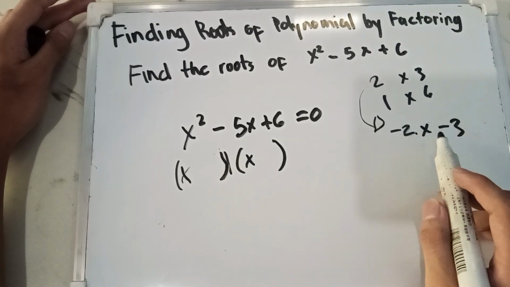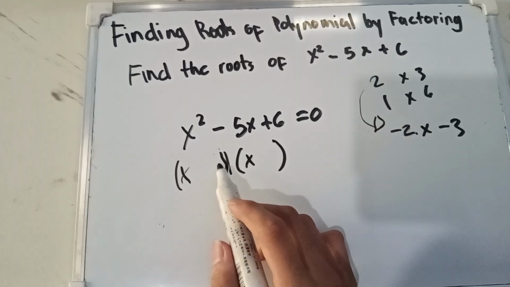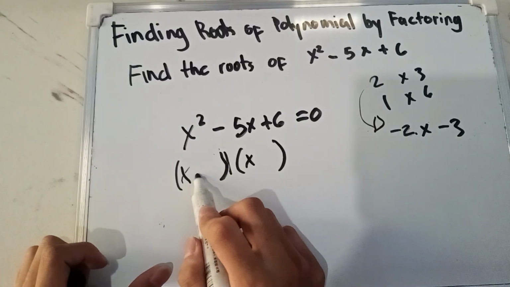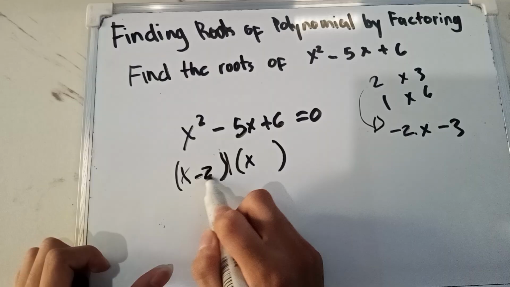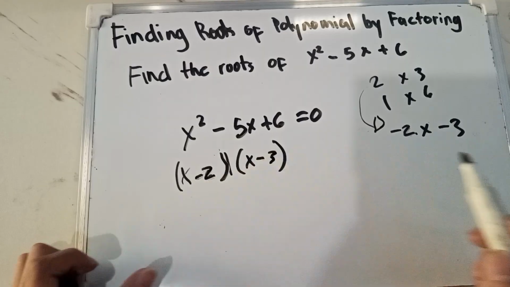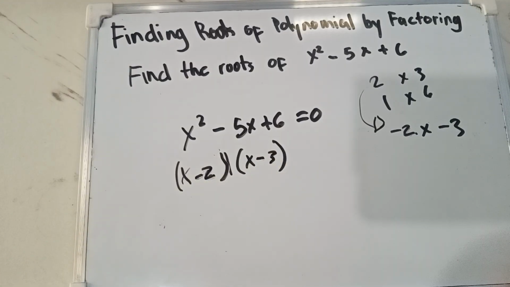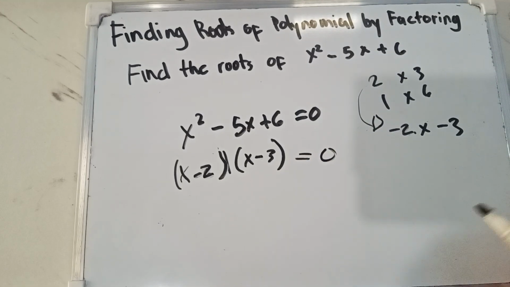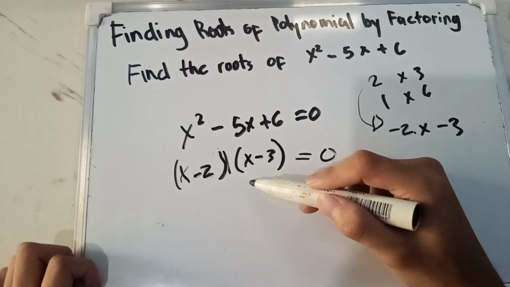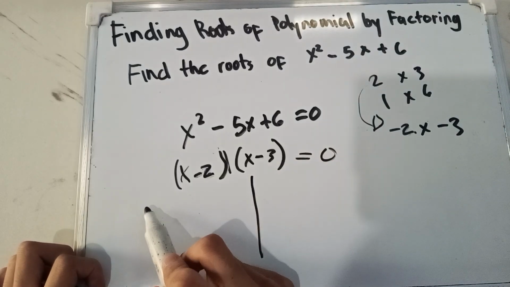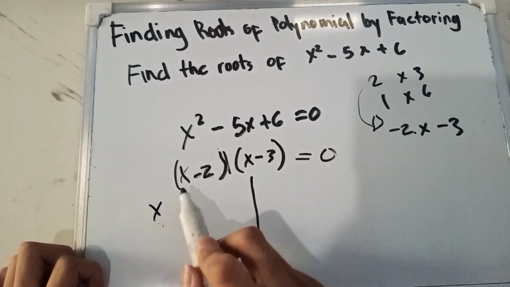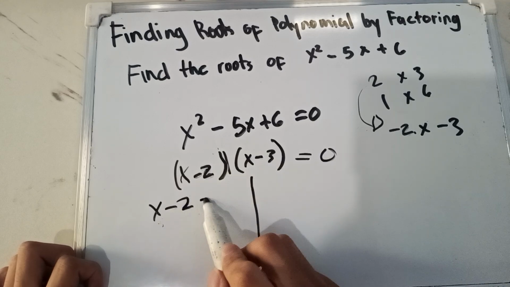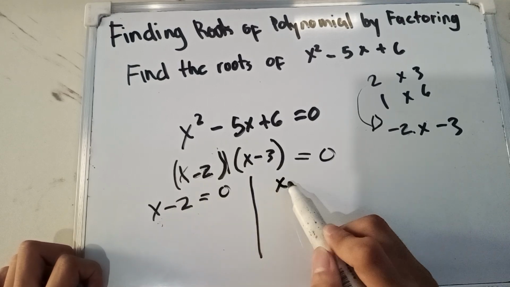Therefore the values that we input here are negative 2 and negative 3. So that is how we do factoring, and equals to 0. Now let's draw a line here. So equate these 2 binomials to 0.